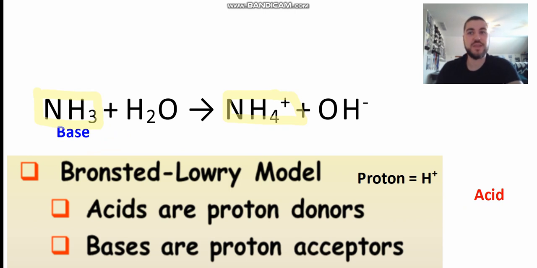Now, vice versa, if you were to look at the other reactant in this equation, H2O, H2O gets transformed into OH-. What did it do to pull this off? Well, to go from H2O to OH-, it has to have lost an H+. It has lost a proton. So H2O is a proton donor. So according to Bronsted-Lowry, H2O is the acid.